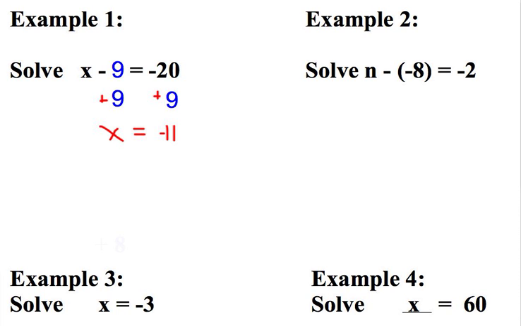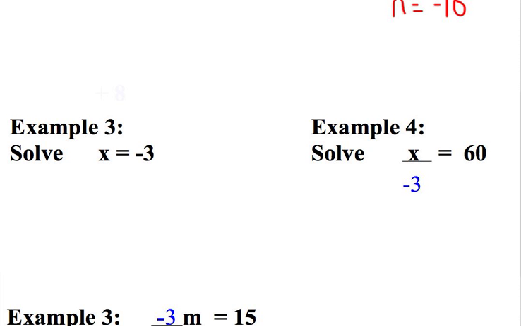Remember, if you have minus and negative, it really means that you have n plus 8, which equals negative 2. So you subtract 8 from both sides. What you do to one side, you must do to the other. And watch, they're inverse operations. They give you 0. You're left with n equals negative 2 minus 8, which would be negative 10. That's it. Move down. Solve x equals negative 3. Well, that's it. It's solved.